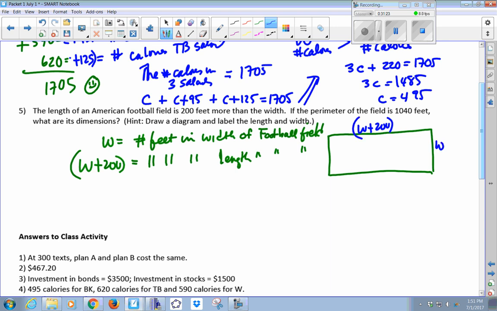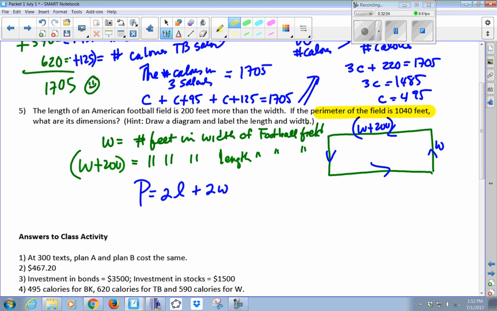Now here's a little strategy you can employ to help make this equation just a little easier to solve. Students often read the next sentence here and say, okay, the perimeter of the field is 1,040 feet. And they immediately go to perimeter is 2 lengths and 2 widths. Okay, great. You remember your perimeter. Your perimeter is the distance around your rectangle. It's a linear measurement.